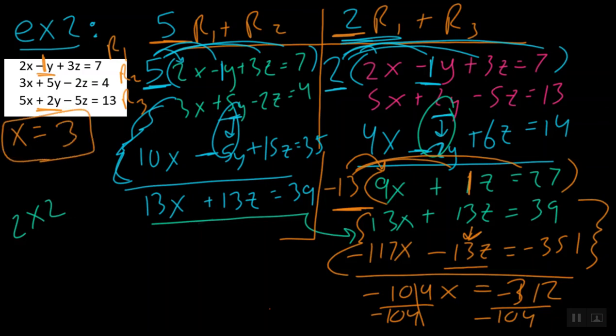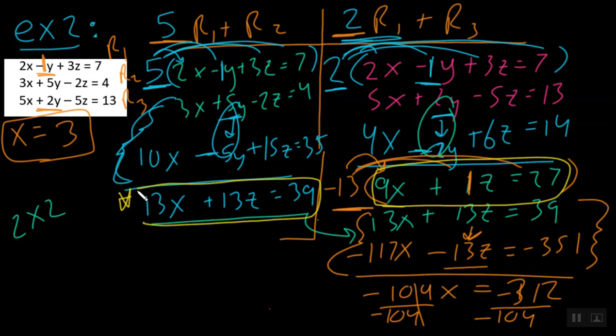Whoa. Okay, so a lot of work to get there, but once you get that x value, it gets a whole lot easier. Let me use a wildly different color. Let's use yellow. Because now that I have x equals 3, I know that I want to plug it into one of my 2 by 2 equations. I can either plug it into the 9x plus 1z equals 27, or into the 13x plus 13z equals 39. And look, since I have all this room right here, let's use this one.